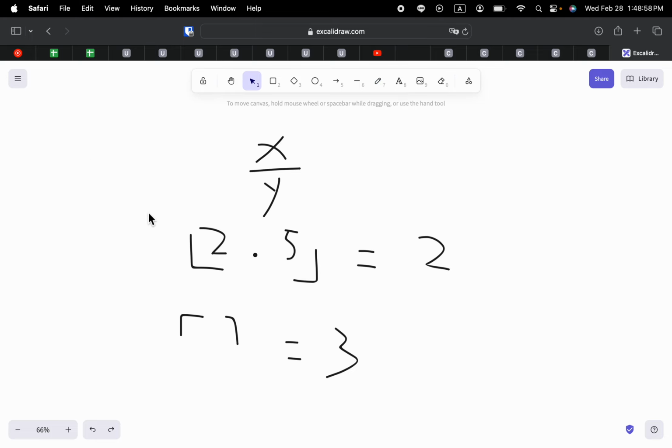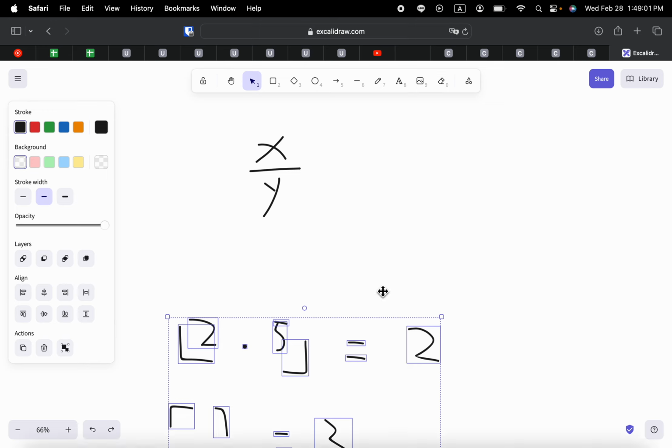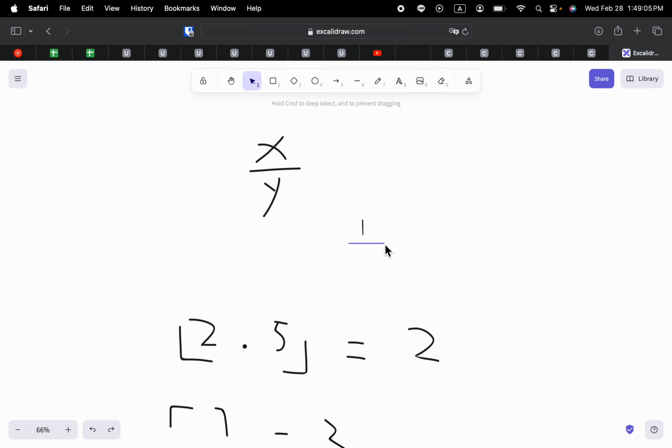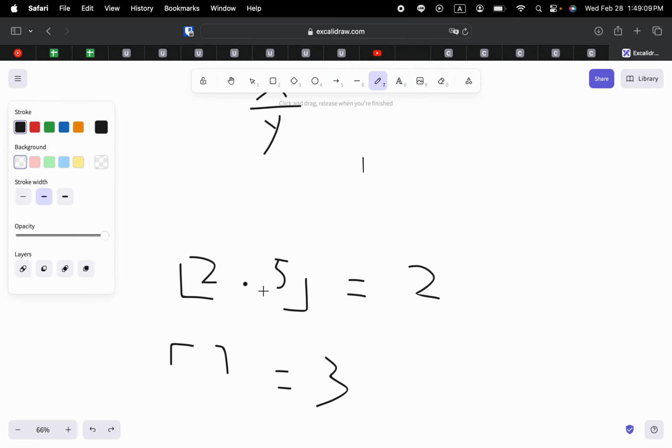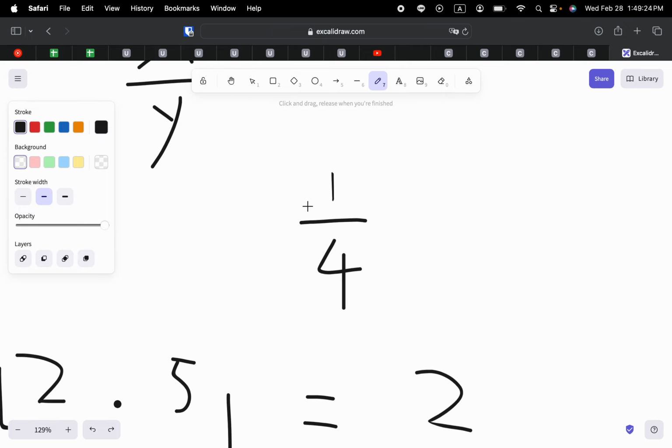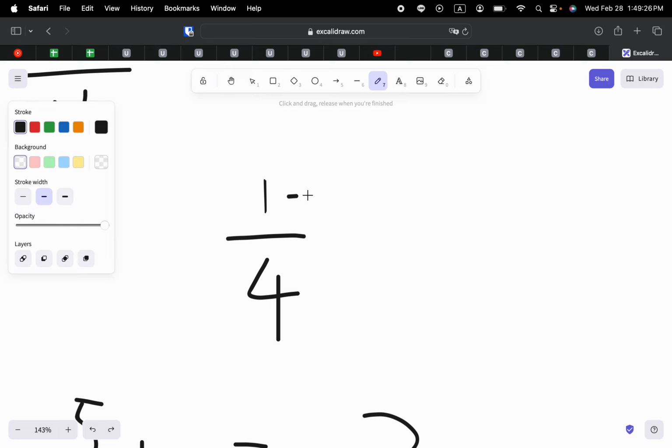Just for fun information. 1 over 2.5. Okay, say 1 over 4, and then you want to floor this. If you just add 1 to here, that will not really work, right? It will still give you 2.